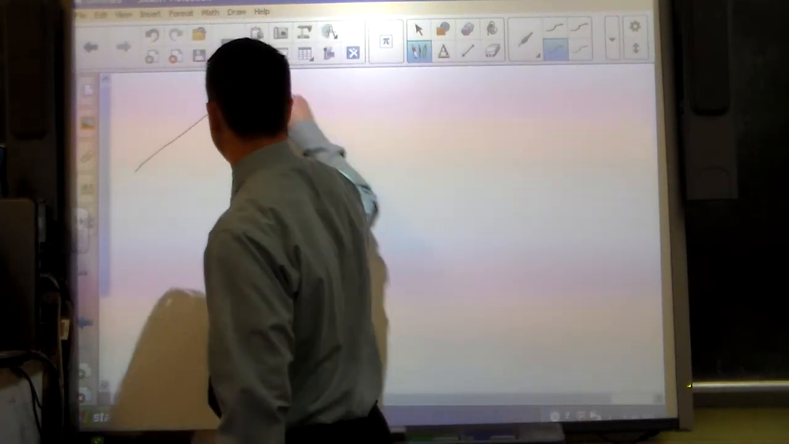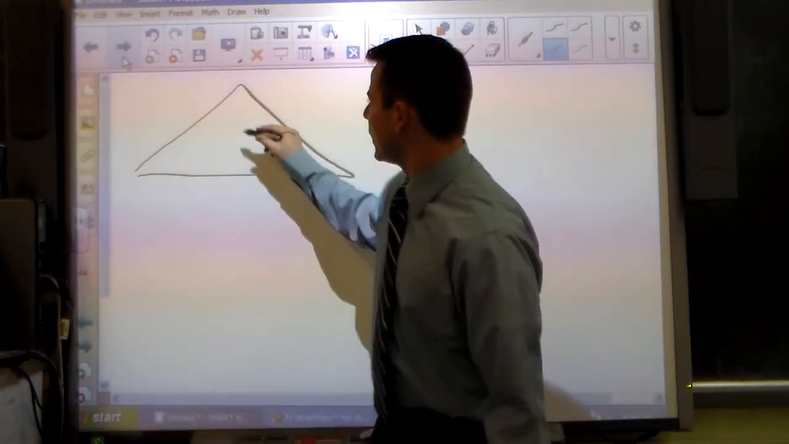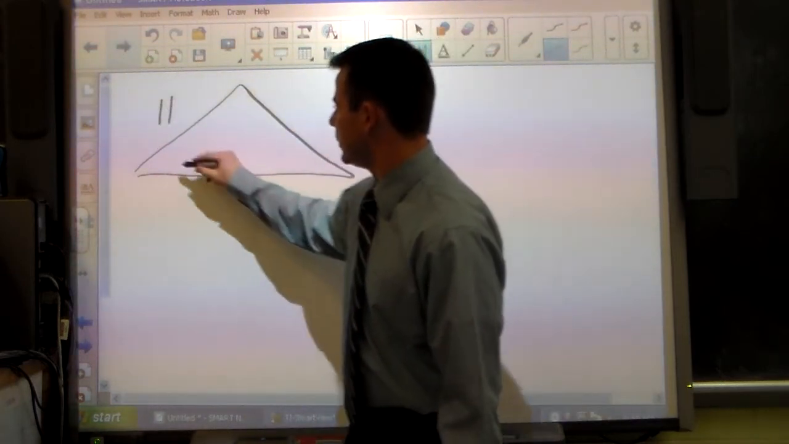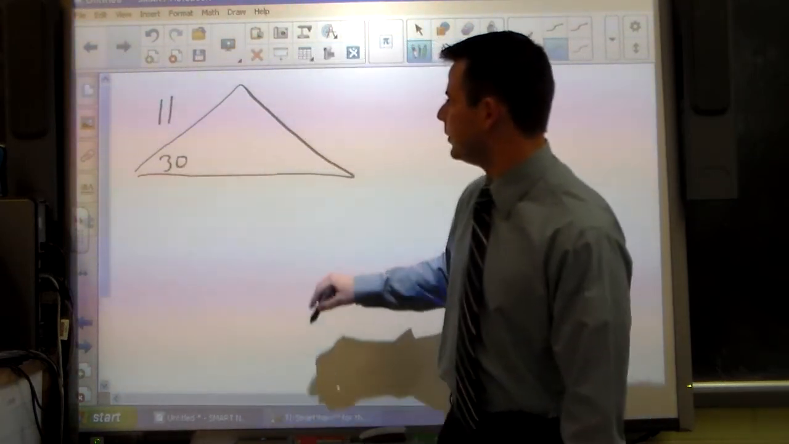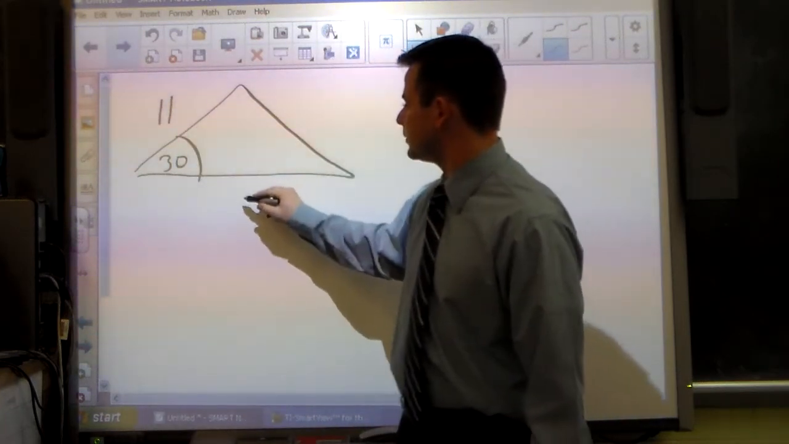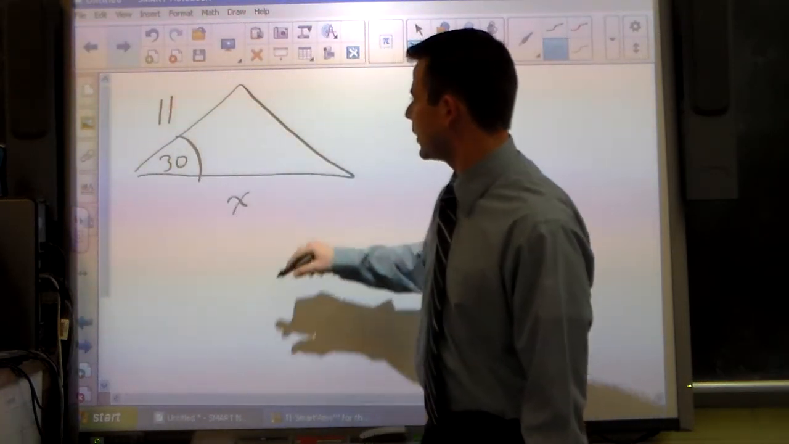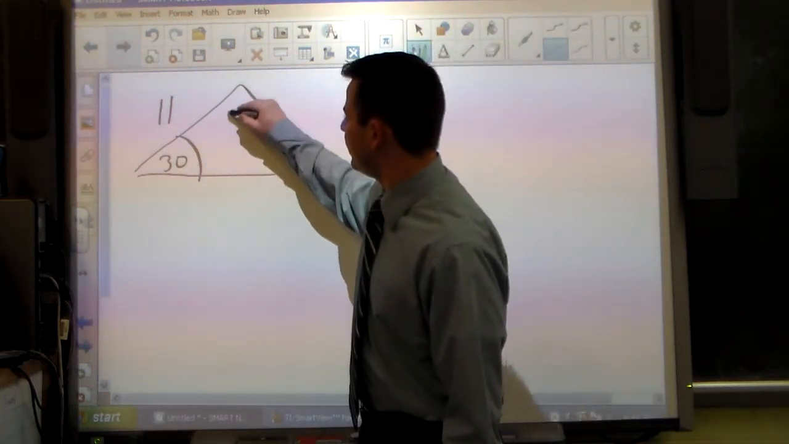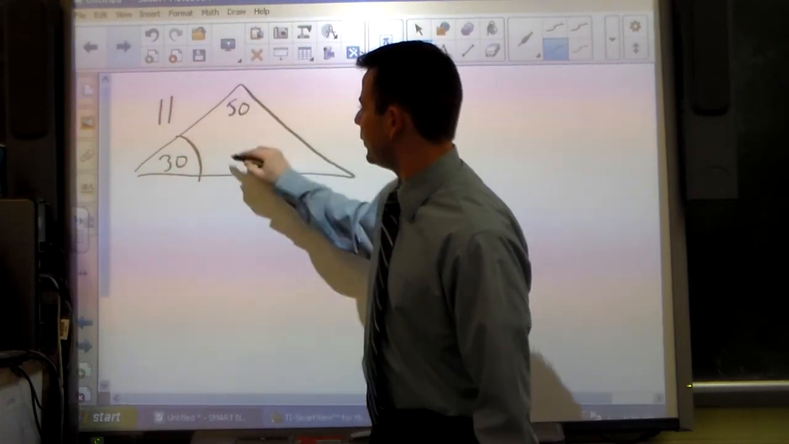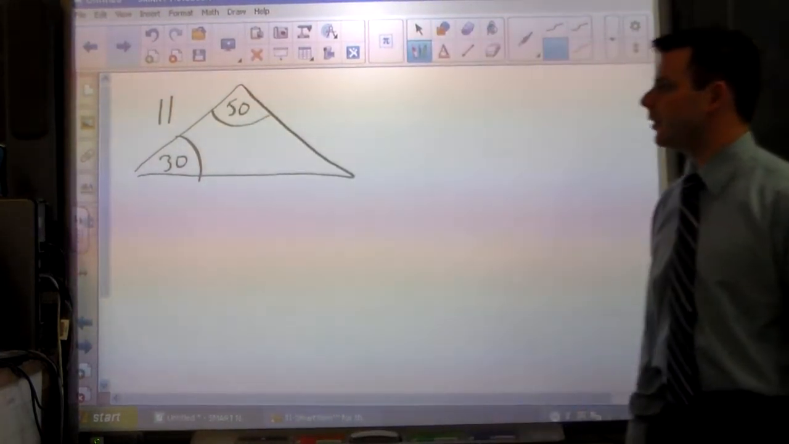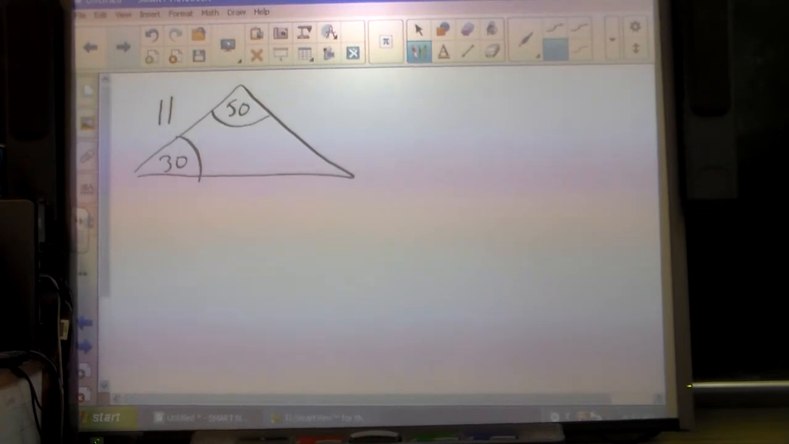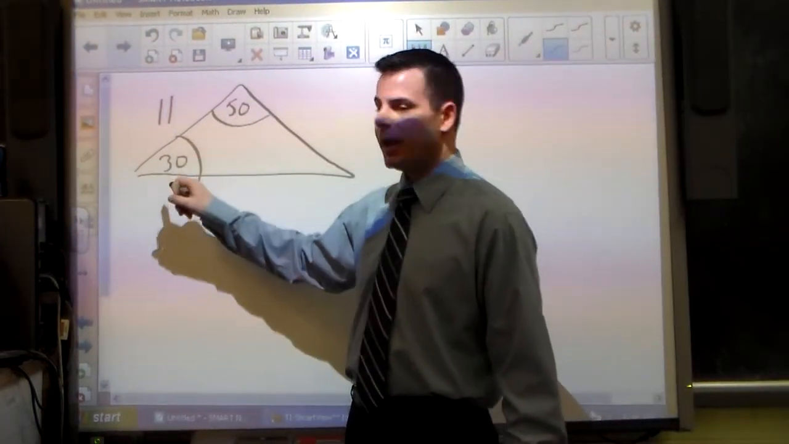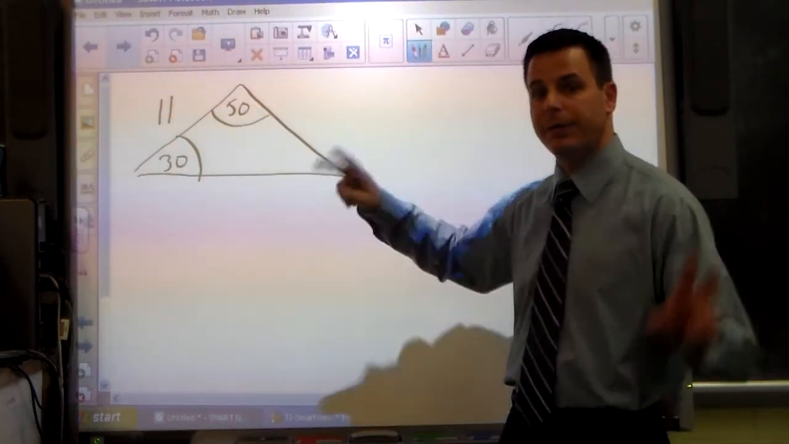Let's say we had 11, 30, x. Well, let's just say 50. And this was all the information that we were given. If this is all the information that's given, well, we have 50, we have 30, which is 80, leaving us with 100 degrees here. So figure not drawn to scale.